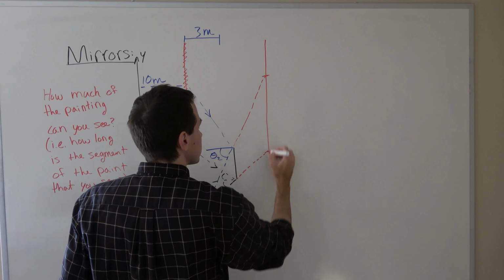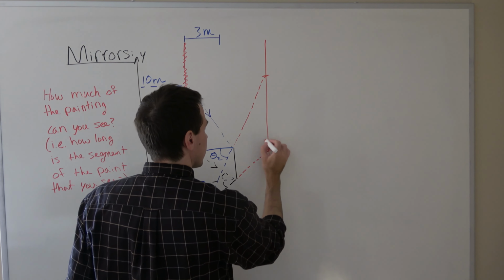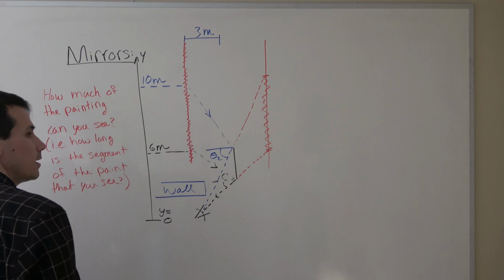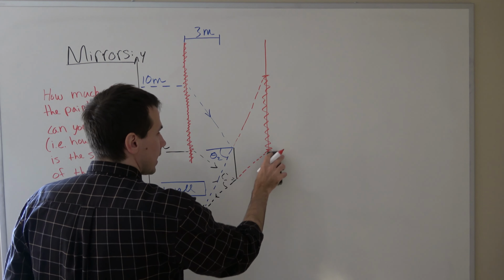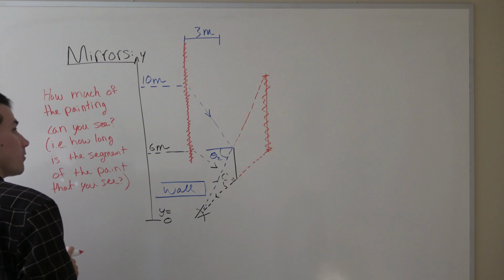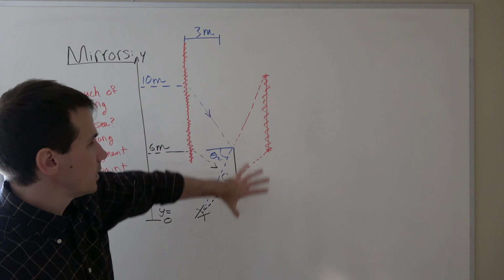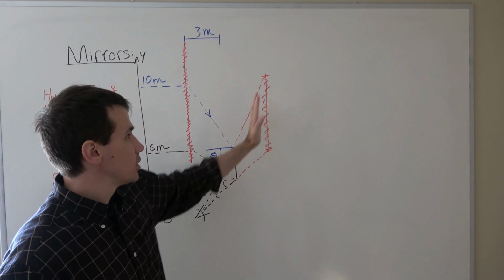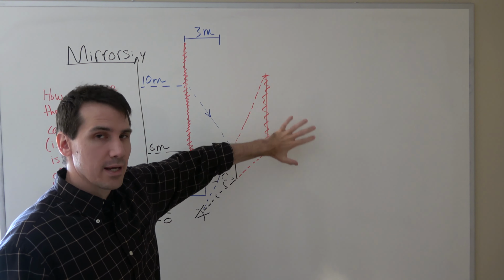So your eye would actually see this section of the reflected painting here, and your eye would not be able to see any other parts of the painting itself. You would interpret it as being just like a normal mirror. The image is virtual on the other side of the mirror.